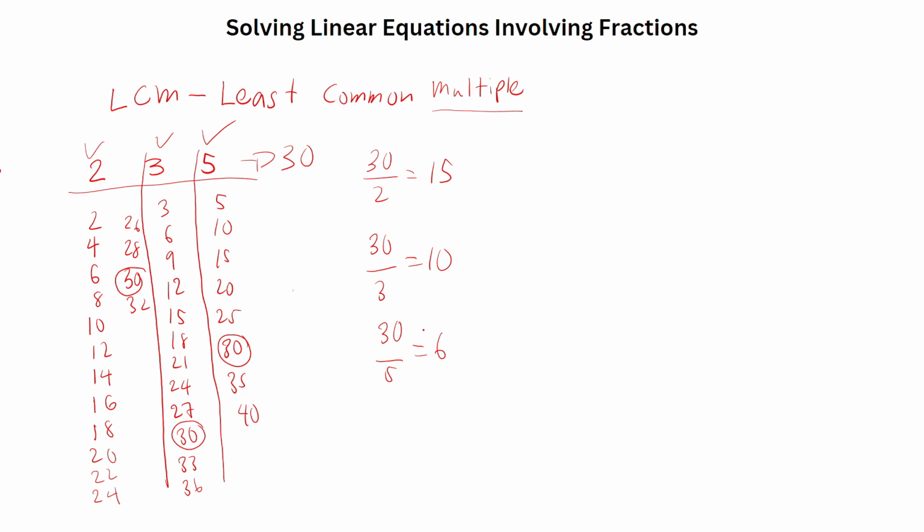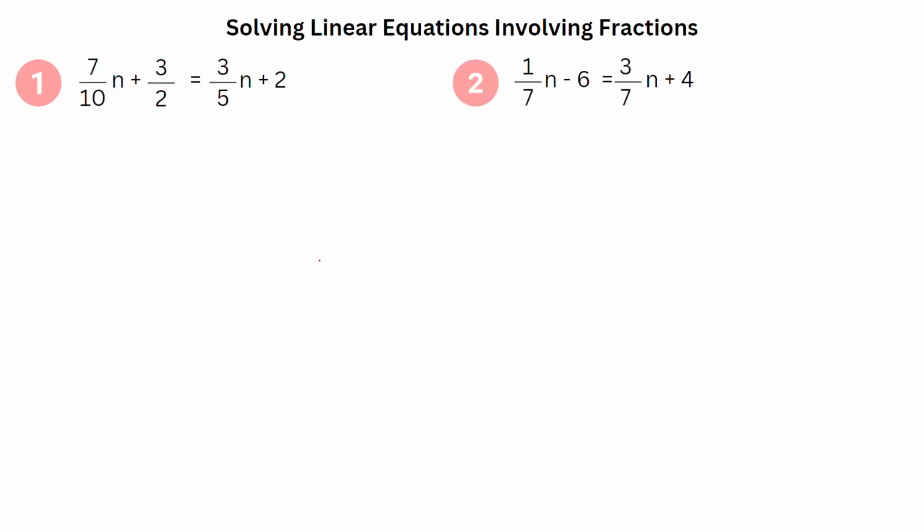And actually, we have here a lot of examples. Okay, let's start. Number 1. So we have here 7 over 10 n plus 3 over 2 equals 3 over 5 n plus 2. Last time, what we have is the coefficients. What's the thing about coefficients again? The coefficients are the numbers before the n, or before the variable. Last time, our coefficients were whole numbers. The only difference this time is that they are fractions. However, the procedure in solving for the variable is still the same. What will just change is that initially, we have fractions as our coefficients.